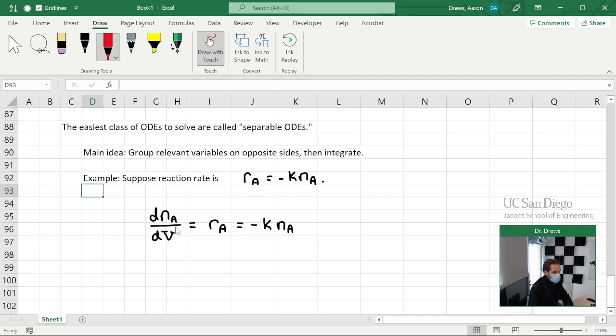And now we do that main idea, which is group relevant variables on opposite sides. So we've got an NA here. We're going to take this NA and shove it over to the left-hand side. There's no V's over here, but we do have a dV over here, so we're going to take that and push it to the other side. And the result is dNA over NA is equal to minus K times dV.